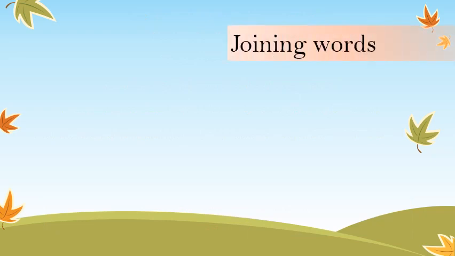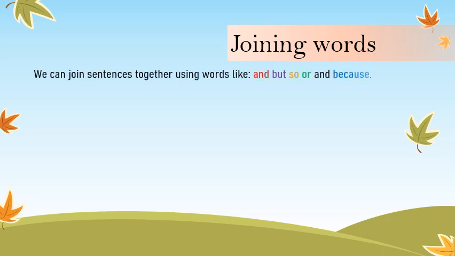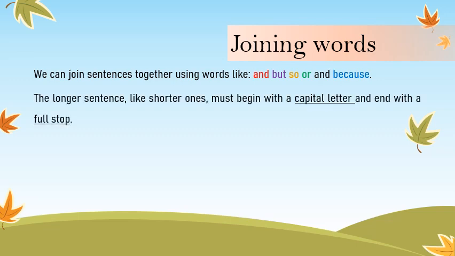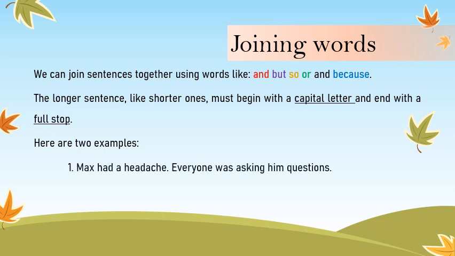Let's look at joining words then. We can join sentences together using words like and, but, so, or, and because. The longer sentence, like shorter ones, must also begin with a capital letter and end with a full stop. Here are 2 examples. 1. Max had a headache. Everyone was asking him questions. So, we have 2 sentences, and let's see how we join them.